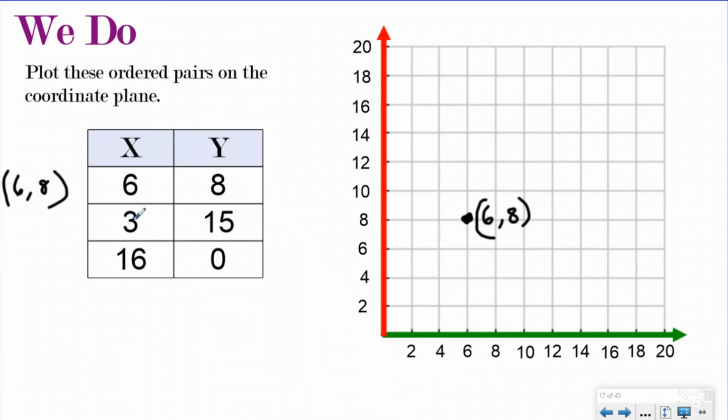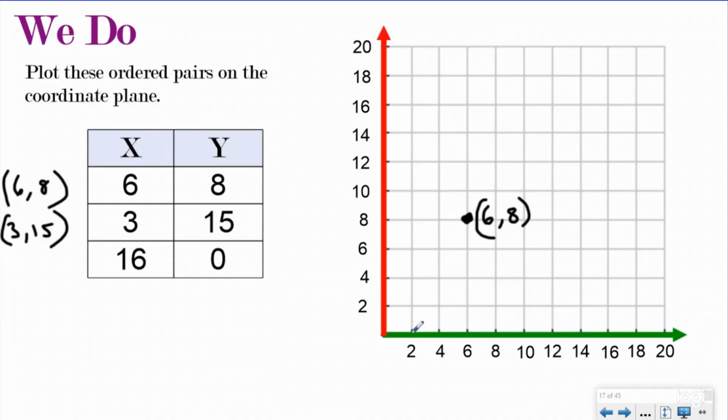The next one was 3, 15. Our x and our y go together. They're corresponding terms is the math term for that. And that's going to be 3, 15, if you wrote it the conventional way, in parentheses. But you might be thinking, I don't see a 3. These are in intervals of 2. And that makes a lot of sense. I totally agree with you. This is why it's a we do problem.